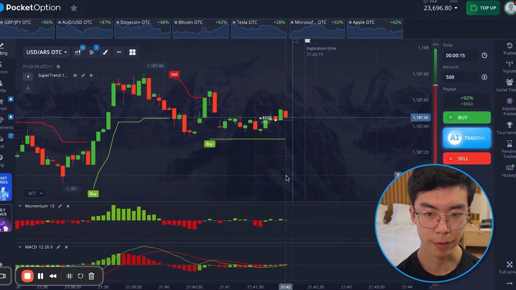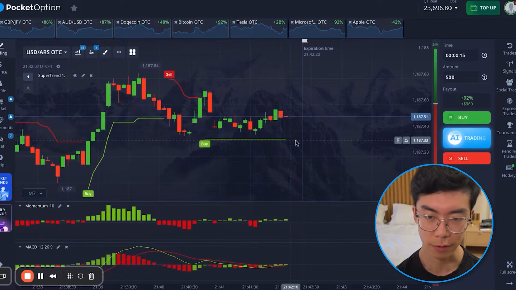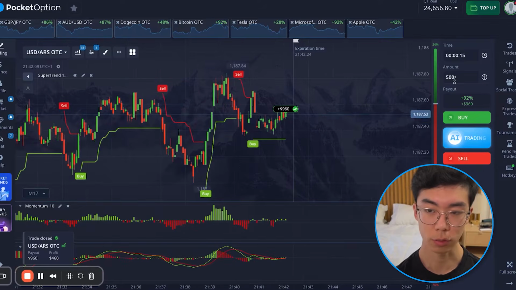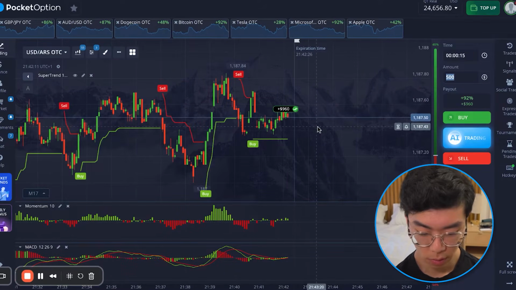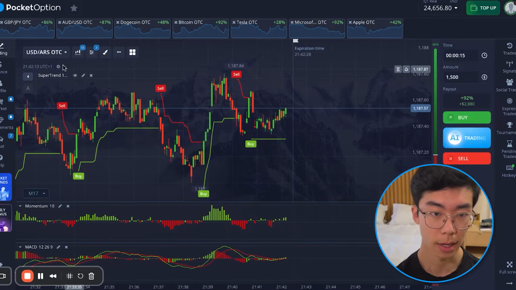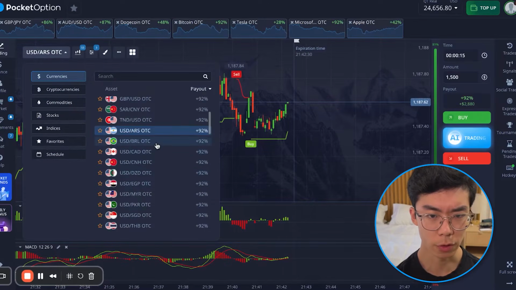I'll give it a 50-50 chance of winning. But the buy here is not very strong at all. So we did win that. That's really great. So we made our money back and a little bit extra. Let's go back to the 1500 and let's go through a few more of these currencies.